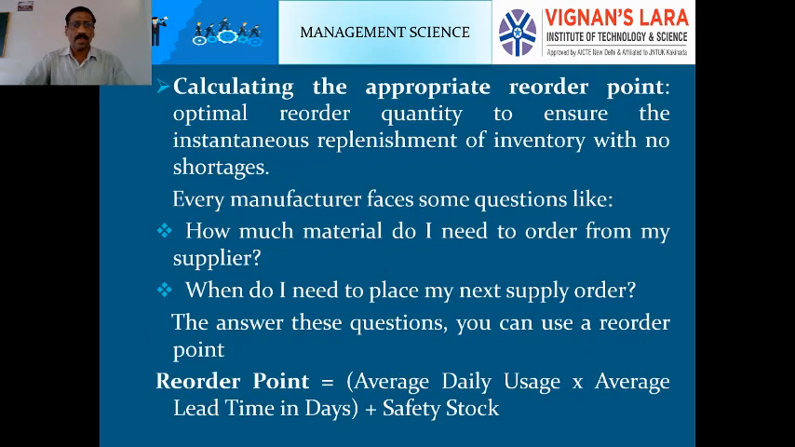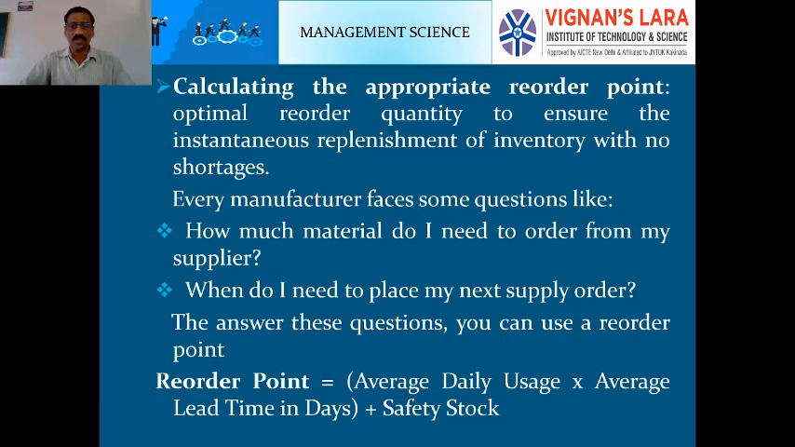Second advantage, calculate the appropriate reorder point. That means how many reorders to be placed. For example, when you use the equation, the output is 26 orders in a year or 24 orders in a year. According to this figure, this output, you will make an order point. That is the optimal reorder quantity to ensure the instantaneous replacement of inventory with no shortage.